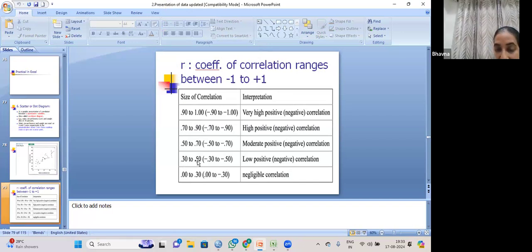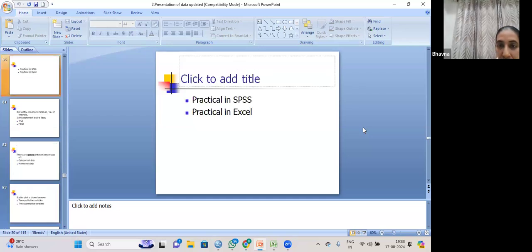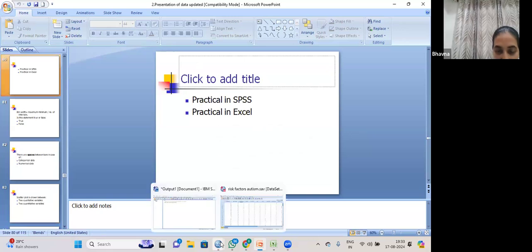If it is between 0.3 to 0.5, there is a low positive correlation. Between 0.5 to 0.7, it is moderate positive correlation. 0.7 to 0.9, it is high positive correlation. I'll come back to this again after showing you on SPSS. 0.9 to 1 is very high positive or strong correlation between two quantitative variables. Okay. We'll do the practical in SPSS and then you're going to understand.